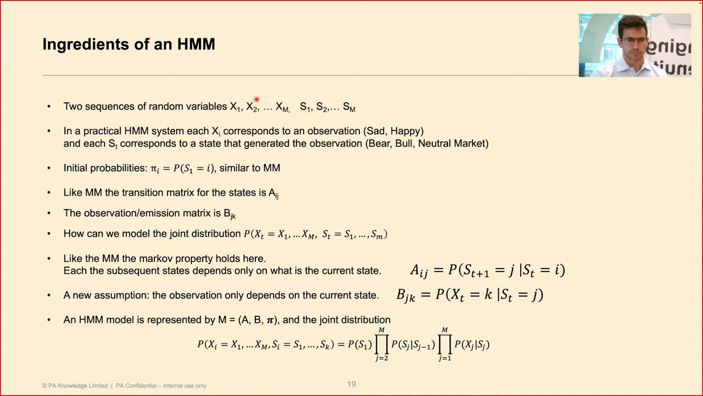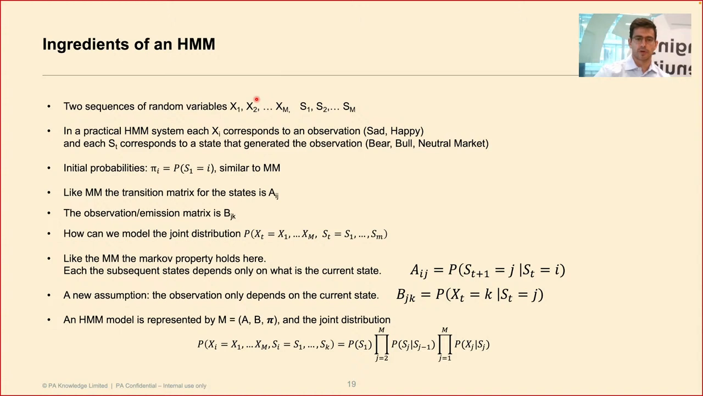And this is again given to us by pi_i equals the probability that S1 equals i, similar to Markov models. Also, like Markov models, the transition probability matrix is still here, A_ij. In hidden Markov models, though, the states themselves are hidden. So the transition matrix A shows us the probabilities of moving from one hidden state to another hidden state.